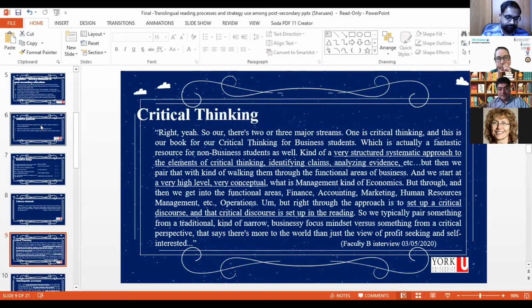So here the professor reflects on the demands expected from post-secondary students. They have to read, understand, and comprehend fully to produce an advanced level plan. And they also expect full awareness and understanding of academic critical discourse, its structured systematic approach with a high critical perspective.